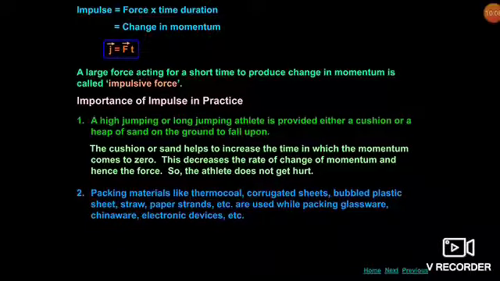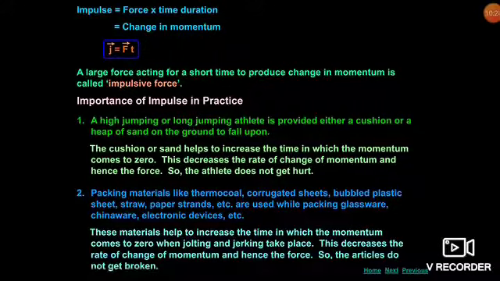Packing material like thermocol, corrugated sheets, bubbled plastic sheet, straw, paper strands, etc. are used while packing glassware, chinaware, electronic devices, etc. These materials help to increase the time in which the momentum comes to zero when jolting and jerking takes place. This decreases the rate of change of momentum and hence the force. So the articles do not get broken.